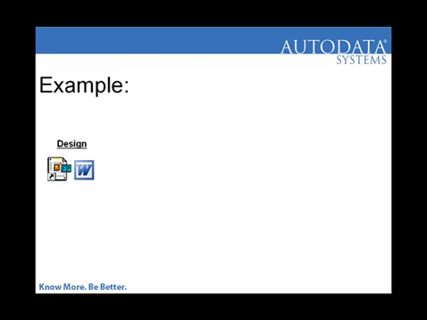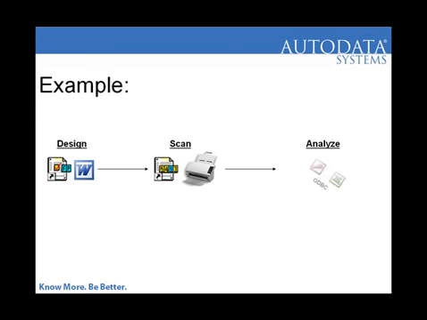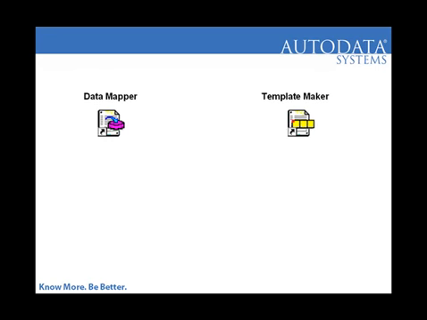Once we've gotten them back, when they're all filled out, we use Form Reader, another component of Scannable Office, to scan them in, and that component automatically populates an Access, Excel, or ODBC compliant database. So as you can see, it's an extremely simple process. Now, there are four different components to Scannable Office, and I've only mentioned two. The final two components that come with Scannable Office are Data Mapper and Template Maker.